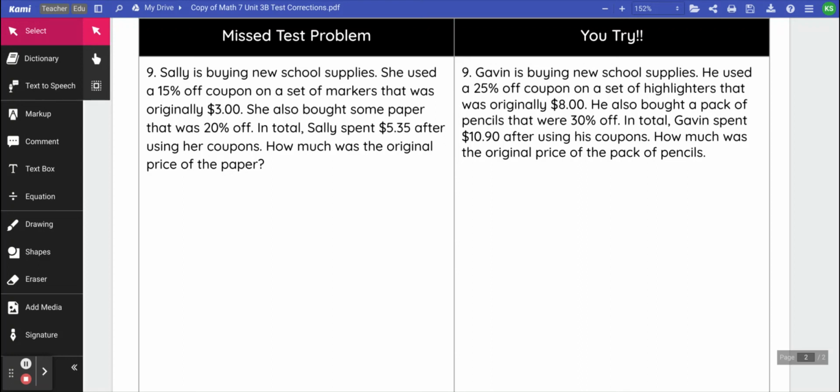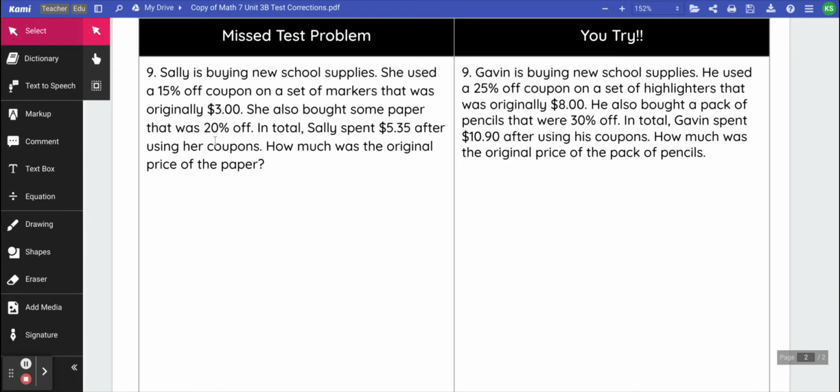Okay, the third most missed problem on your test was number 9. Number 9 said Sally is buying new school supplies. She used a 15% off coupon on a set of markers that was originally $3. She also bought some paper that was 20% off. In total, Sally spent $5.35 after using her coupons. How much was the original price of the paper?